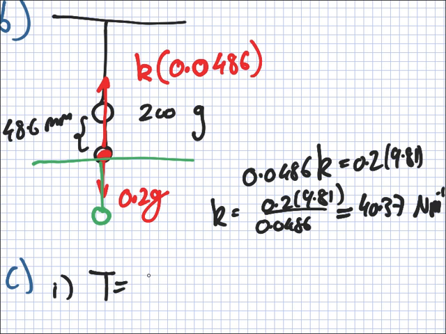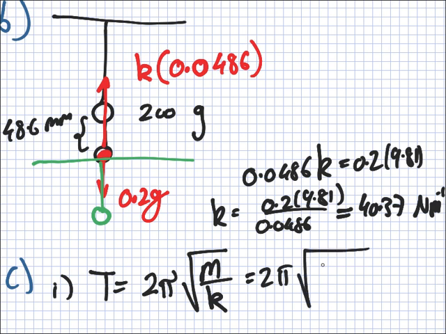I'll get you started, maybe it'll help you remember. There's a 2 pi, good. The next part? There's a square root, good. No, that's the pendulum. We want the spring. There's a K somewhere in it. M over K. So that's 2 pi root of 0.2 over 40.37.